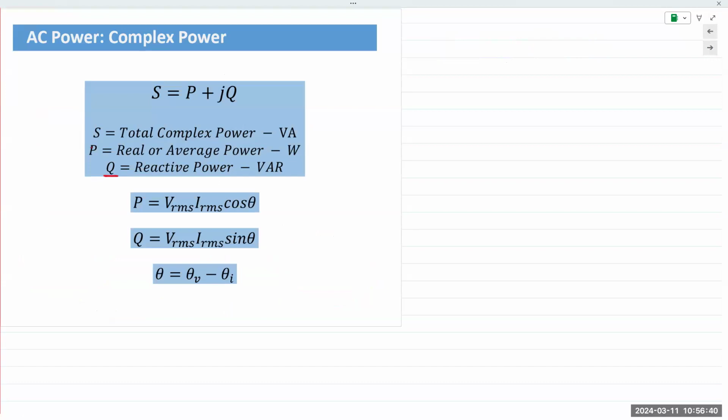We are already familiar with real power P. That is still the case. Real power P associated with the resistive component is still given by uppercase P. Unit is still watts. Reactive power is the new term noted by the letter Q, and the unit is volt ampere reactive.